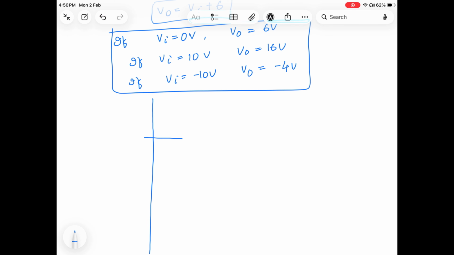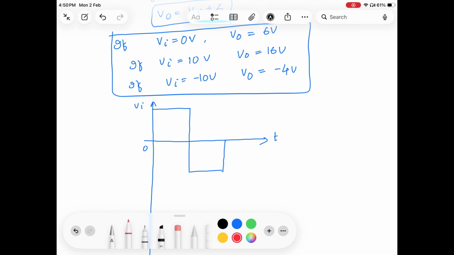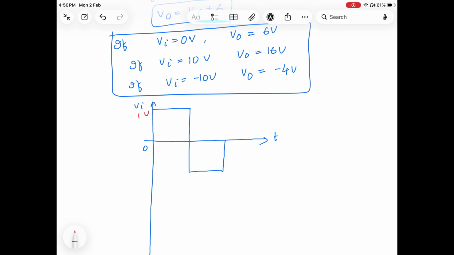Now first I need to draw the input voltage, which is a square wave having amplitude plus 10 to minus 10. So let this be 10 to minus 10. So now you can see here.